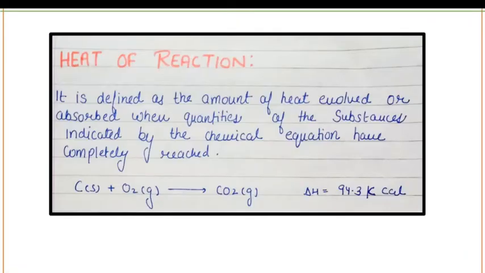Okay, now heat of reaction. What is the meaning of heat of reaction? Heat of reaction is simply defined as the amount of heat evolved or absorbed, or you can say the amount of heat liberated or absorbed by the reactants or the products or the substances indicated by the chemical equation when the reaction has completely occurred. As you can see here, in this particular case, under special conditions, standard conditions, the value of delta H will be 94.3 kilocalories.